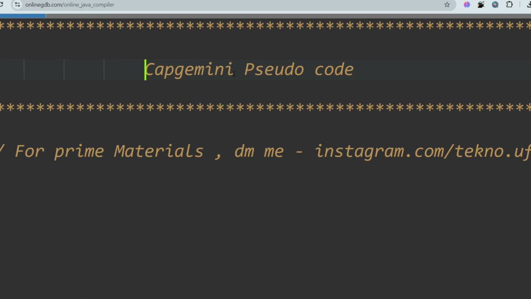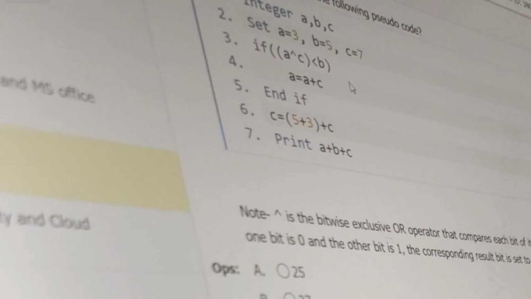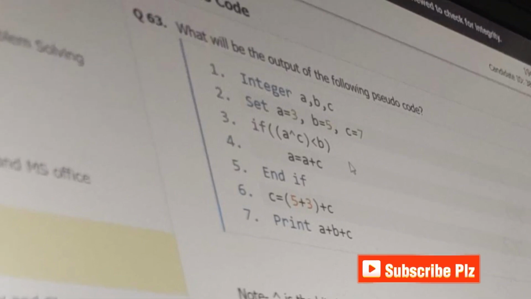So let's start with the pseudocode questions, which are very important for any company whose exam is conducted by HirePro. The first question is this. What will be the output of the following pseudocode? I hope this is visible to you.